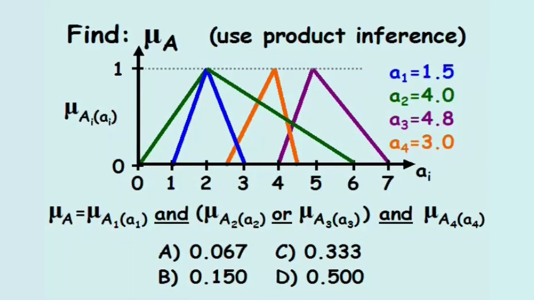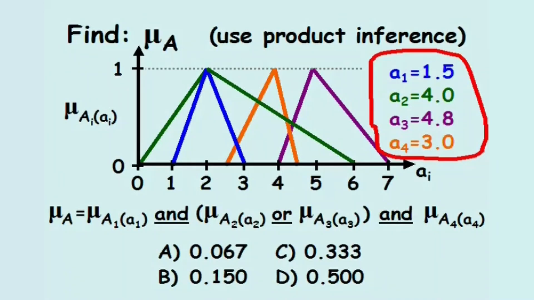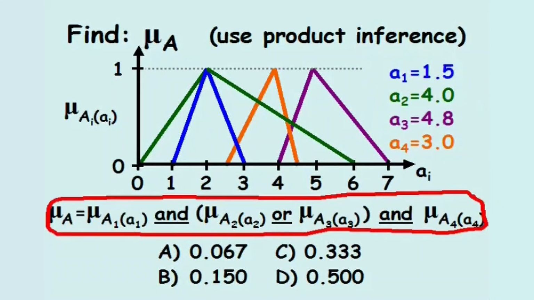Find the degree of fulfillment, mu A, using the product inference. In this problem, a fuzzy rule-based system is provided using triangular fuzzy numbers, mu A1 through mu A4. Input values A1 through A4 are provided, as well as the premise statement of a fuzzy rule-based system, which is a compound logical expression of the fuzzy numbers, also called fuzzy arguments.